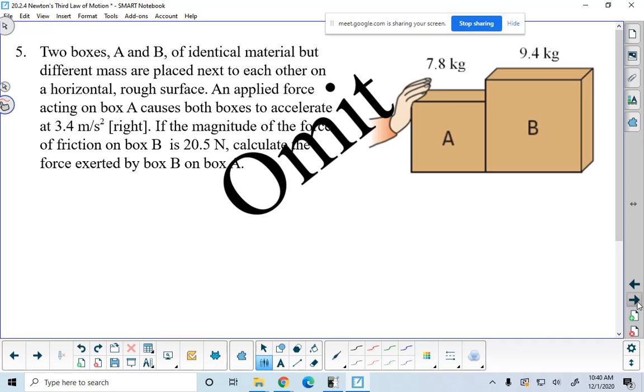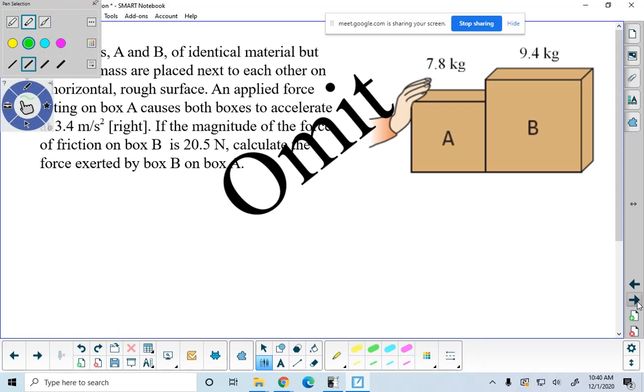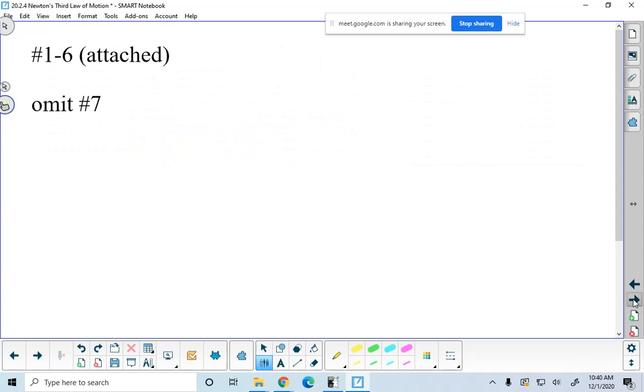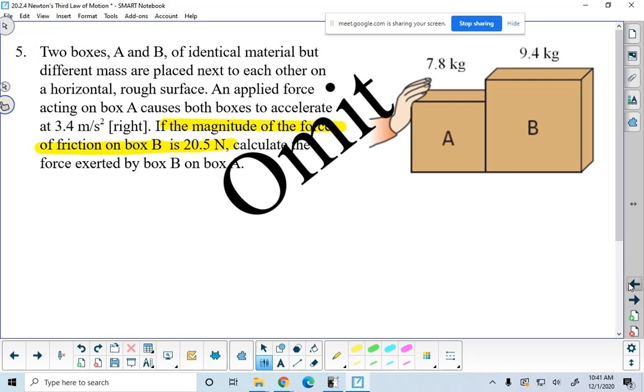We're not doing number 5. And the reason we're not doing number 5 is because we have not learned about friction. So there's a force of friction in number 5, and since we don't understand anything really about friction just yet, we do not want to do it. For that reason, number 7 on your assignment should be omitted as well because it involves friction. So you have about 20 minutes to work on these 6 problems.